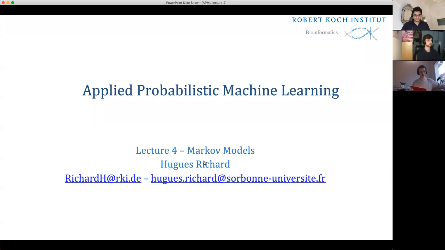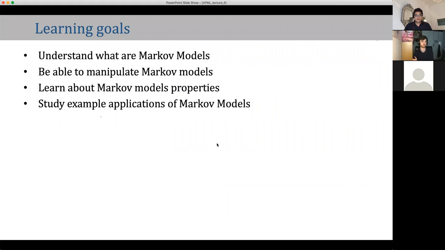Of the course. Okay, so for this fourth lecture, we're going to speak about Markov models and see a little what the properties of those models are. Okay, so what are the goals of this lecture?